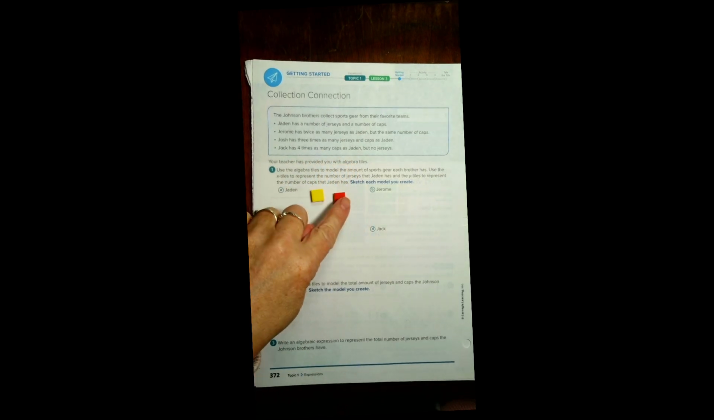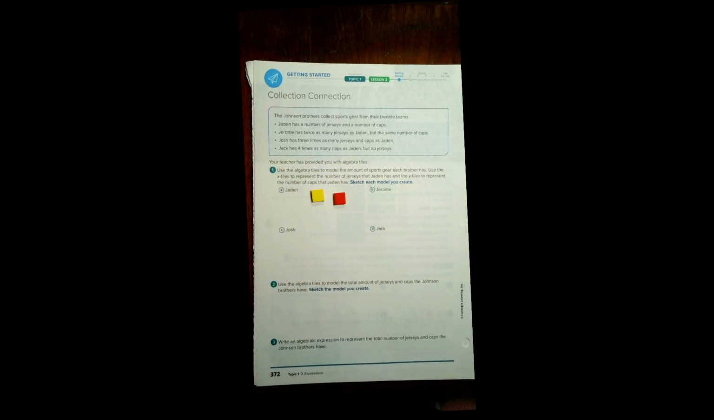Okay, then in number 1 it says, your teachers provided you with algebra tiles, which I will do in class. If you're doing this from home, you can just write letters, X and Y's, to represent this. If you have maybe a handful of coins, you could do that. Maybe pennies could be your X, dimes could be your Y, because we're going to use these little squares. Our X is going to be yellow, our Y will be red.